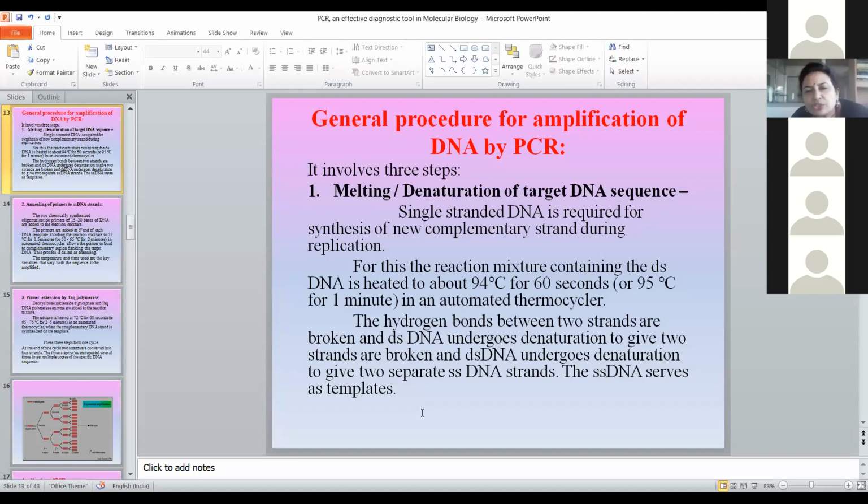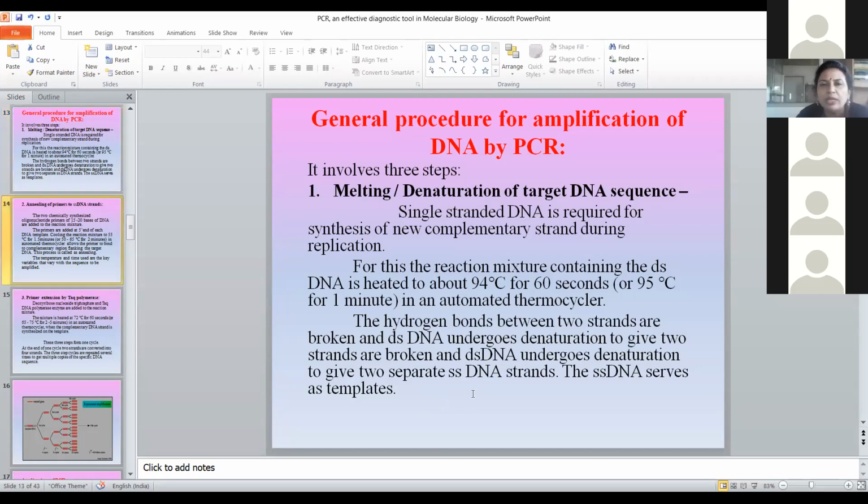For this, the reaction mixture which contains double-stranded DNA is heated to about 94-95 degrees Celsius for a minute in an automated thermocycler. Okay, the thermocycler machine is automated. So as you start the PCR machine, the first step will be DNA melting. Double-stranded DNA will be converted into single-stranded DNA. The hydrogen bonds between the 2 strands are broken. Double-stranded DNA undergoes denaturation and gives you 2 single-stranded DNA molecules. Both the single-stranded DNA now serve as DNA template for the synthesis of new strand.